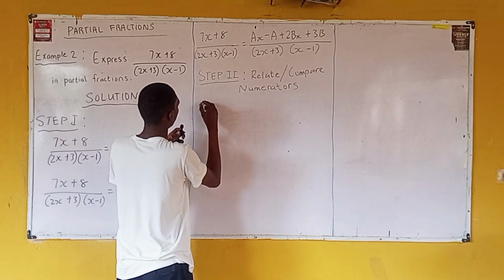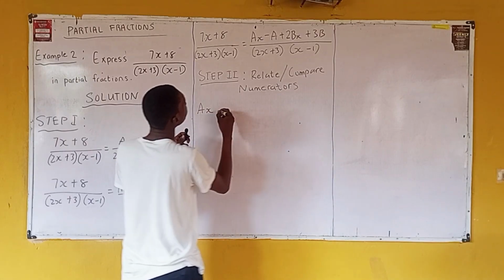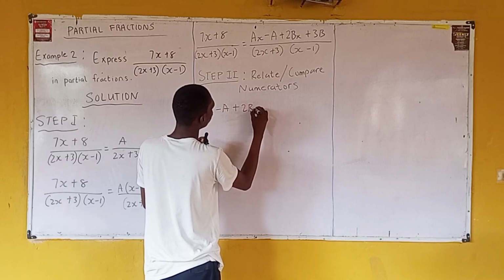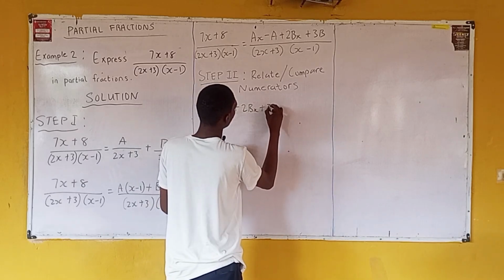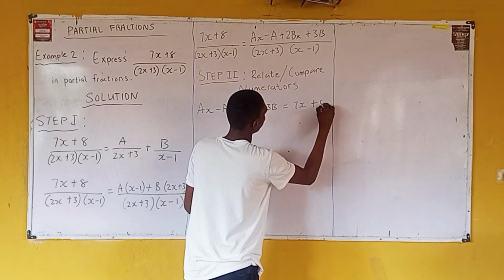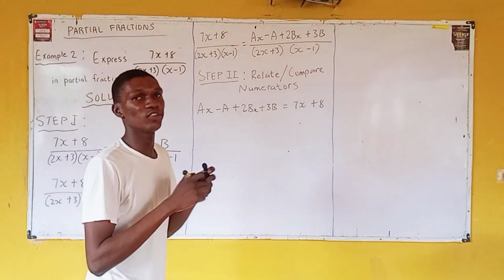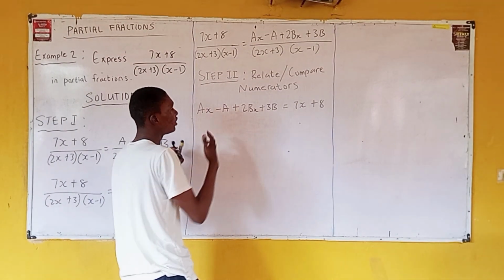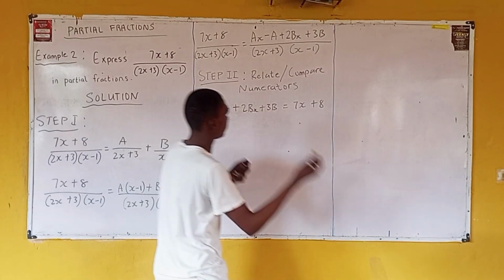So when you're relating or comparing your numerators, we can simply say ax minus a plus 2bx plus 3b will be equals to 7x plus 8. Alright? 7x plus 8. It's the same thing as saying bringing 7x plus 8 on the left hand side and bringing this on the right hand side. So it's still equal.